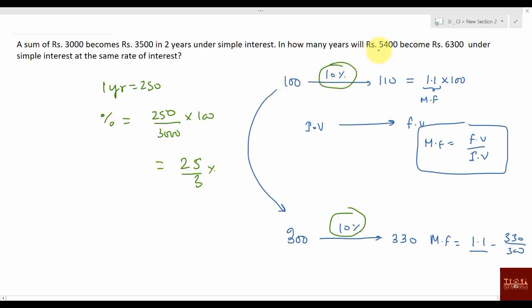What they are saying, 5400 to 6300. When it will become, this is the rate of interest, and you have to find 5400 into 25 by 3% in how many years it will give. How much? 6300 minus 5400. How much? 900. And that's how you will be solving it, and then you will be getting the answer as 2 years only.